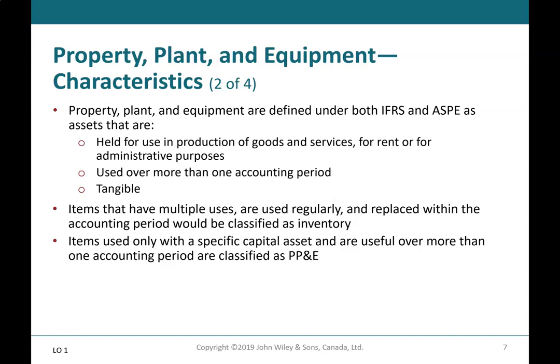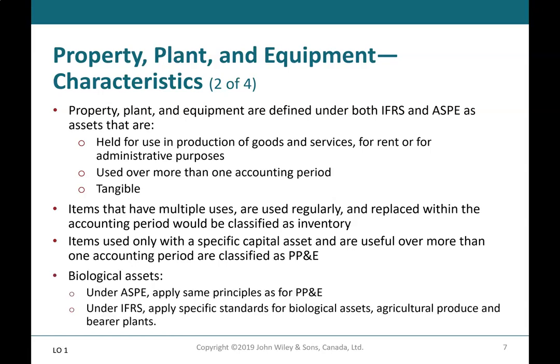Items used only with a specific capital asset and that are useful over more than one accounting period are classified as property, plant, and equipment. Biological assets: under ASPE, apply the same principles as for property, plant, and equipment. Under IFRS, apply specific standards for biological assets, agricultural produce, and bearer plants.